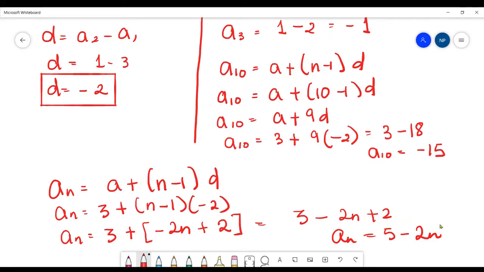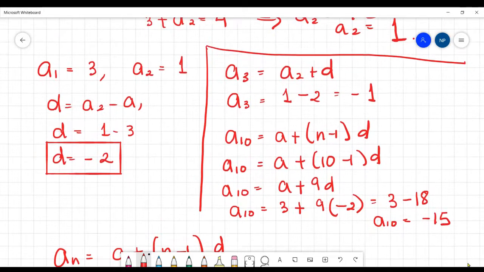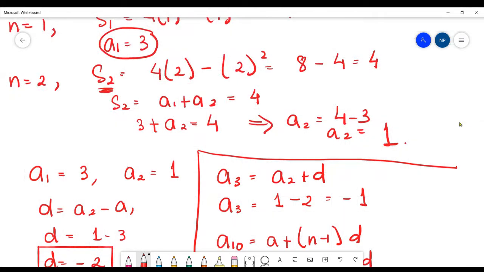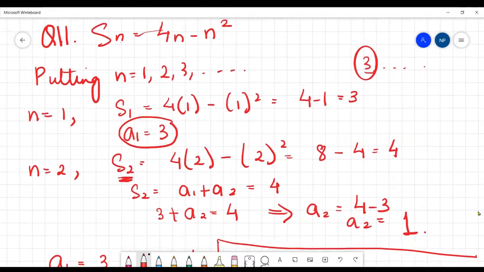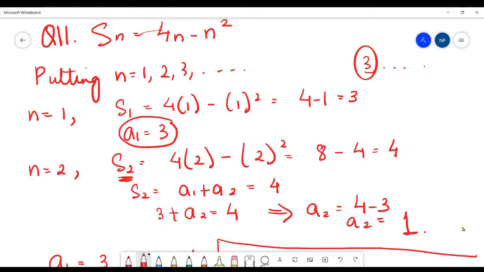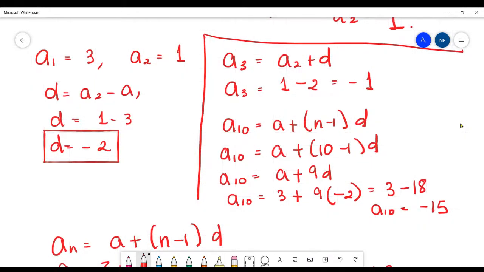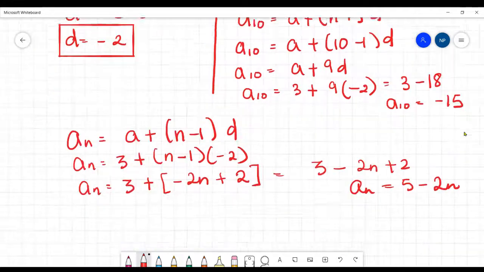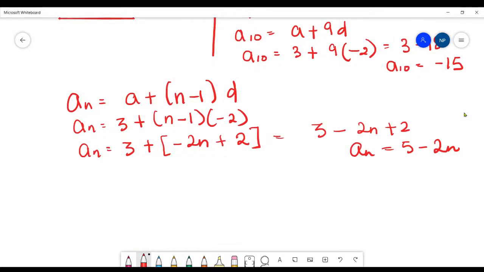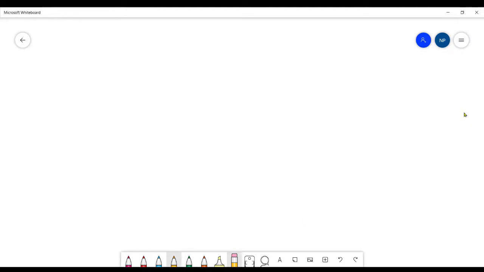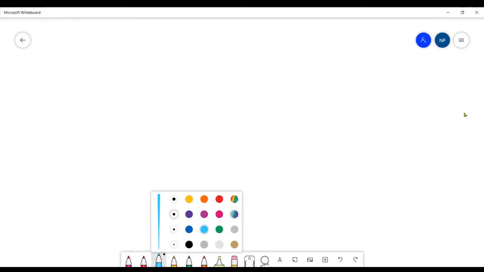Copy down the next question. I will scroll the screen so that you're able to copy it. This is the first part. This is the second part. And this is the last part. Now let us understand question number 12.